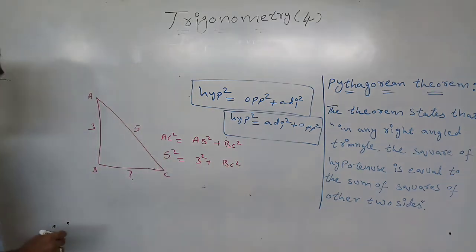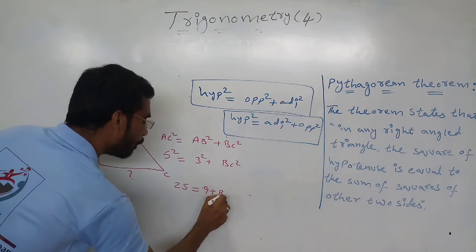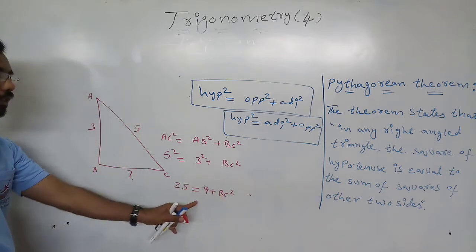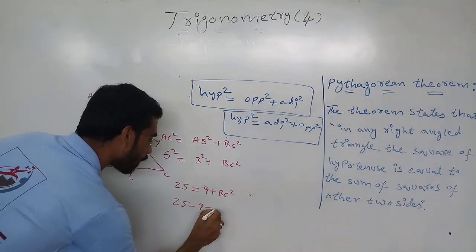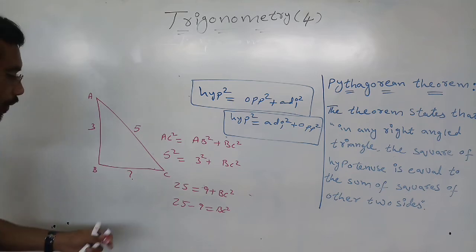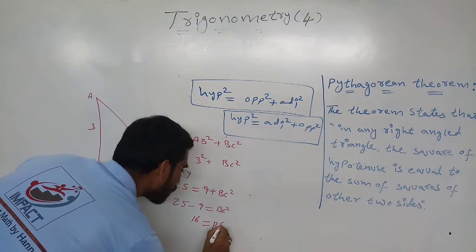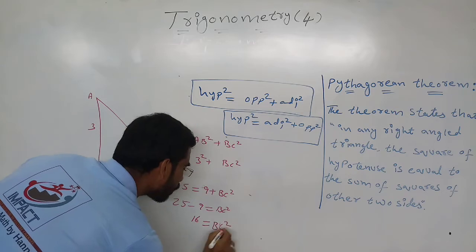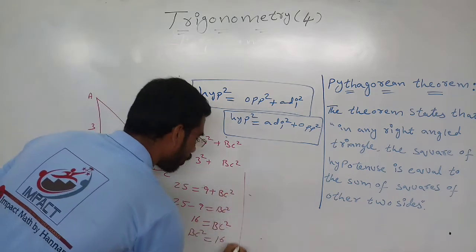Now 5 5s, how much will it be? 25 is equal to 9 plus BC square. Now take this 9 towards the left hand side. 25 minus 9 is equal to BC square. From 25 take out 9, how much will it be? 16 is equal to BC square. That is, BC square is equal to 16.